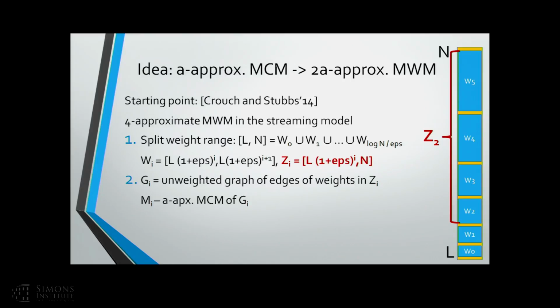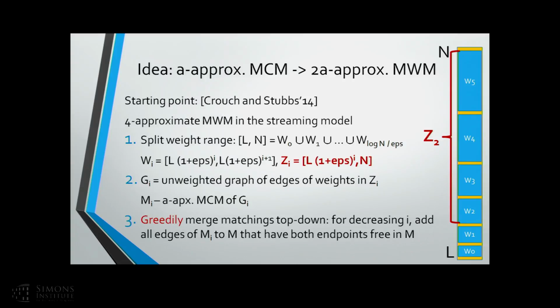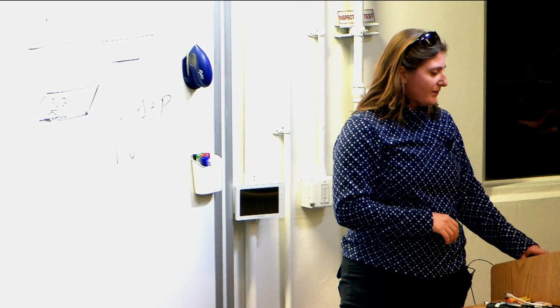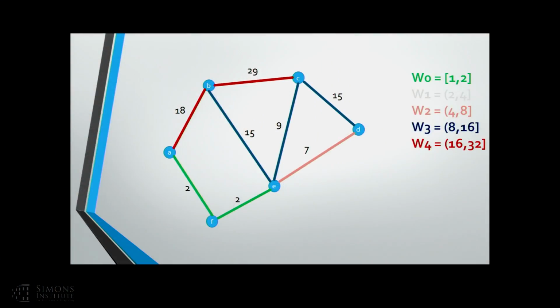And then in each of these graphs, you create a maximum cardinality matching, using your favorite algorithm. Then you take the maximum cardinality matchings in each of these classes and greedily merge them. That means you start from the largest edge weight class, and you start adding edges as long as their endpoints are free, going from the largest edge weights down to the lowest. And it turns out that that works. And so we simulate this in a dynamic way. Let me give you an example of this.